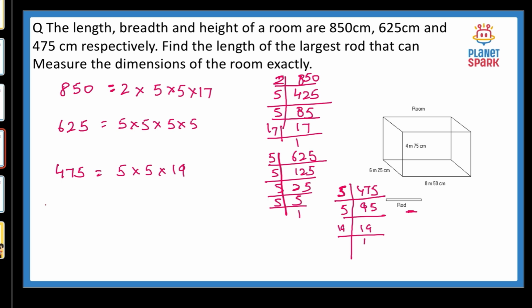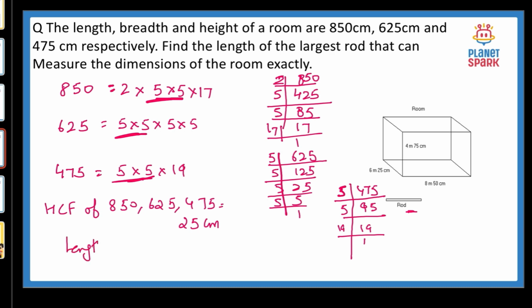So now we have to find out the largest rod. Largest means we have to find out the HCF of 850, 625 and 475. What is coming common, if we clearly see, is 5, coming 2 times in 850, 2 times in 625 and 2 times in 475. 5 into 5 is 25 cm, so the length of the largest possible rod that can measure the dimensions is 25 cm.